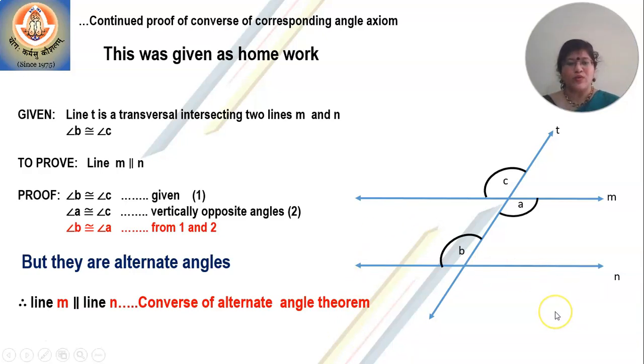So this was the homework question that was given to you. Those who have not solved it can make a note of this in your geometry notebook. This is the proof of converse of corresponding angle axiom. So students, I have completed the proof of converse of corresponding angle axiom, converse of alternate angle theorem, and converse of interior angle theorem. I want you to write down all the three in your notebook. Now let us move further. We will begin with questions from exercise 6.2.